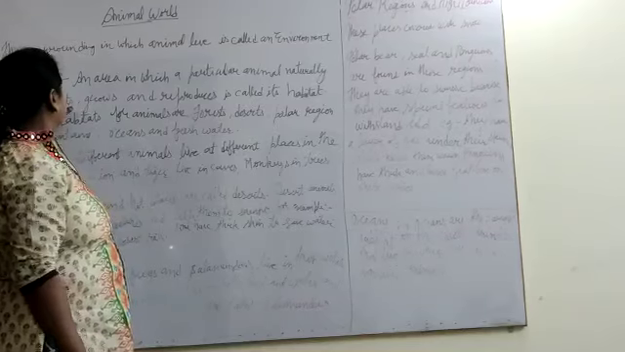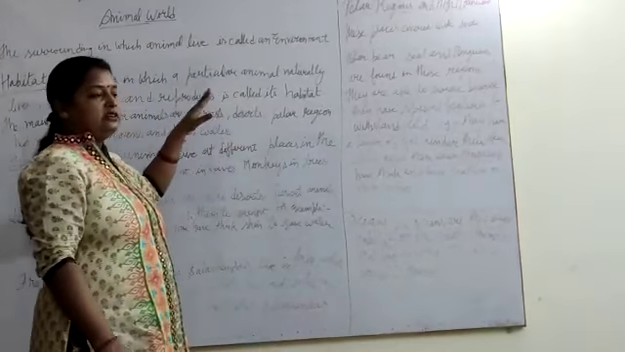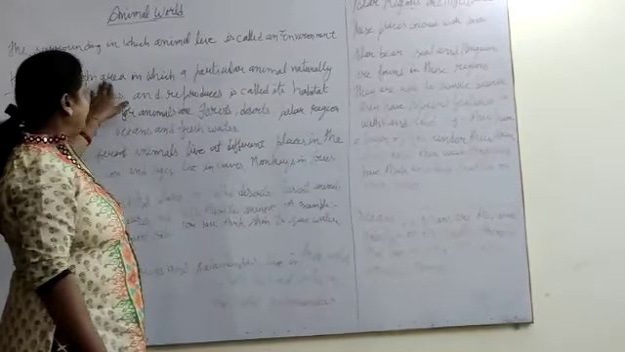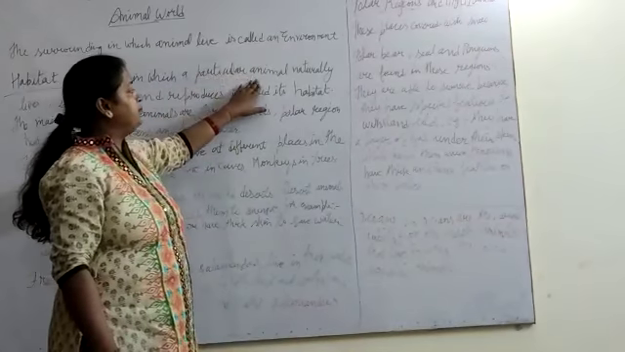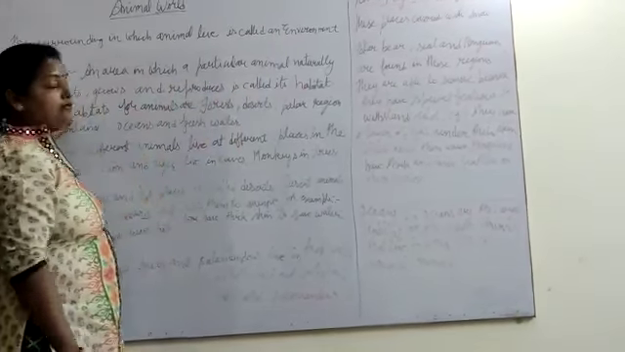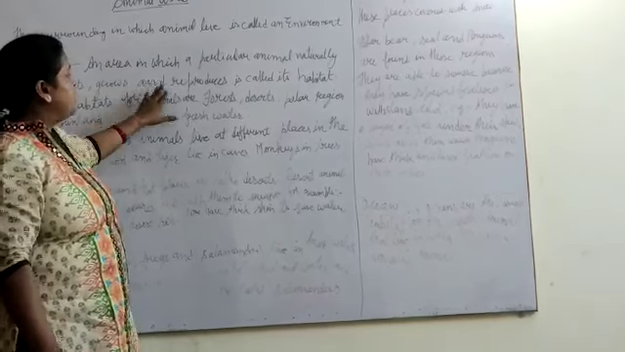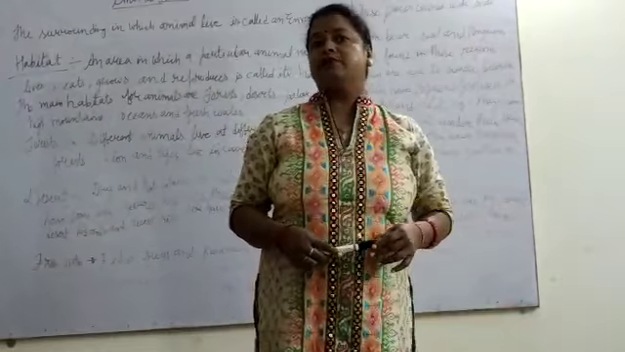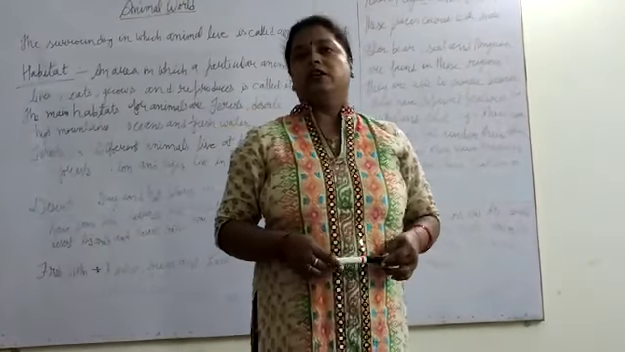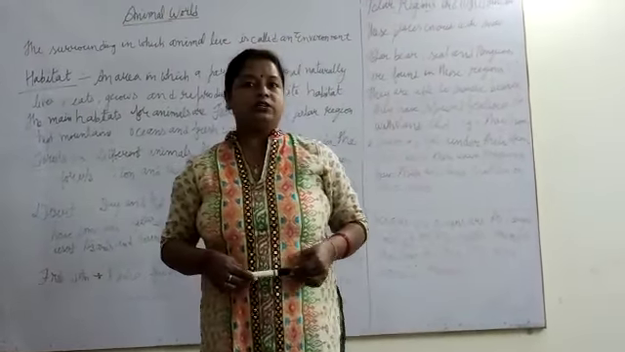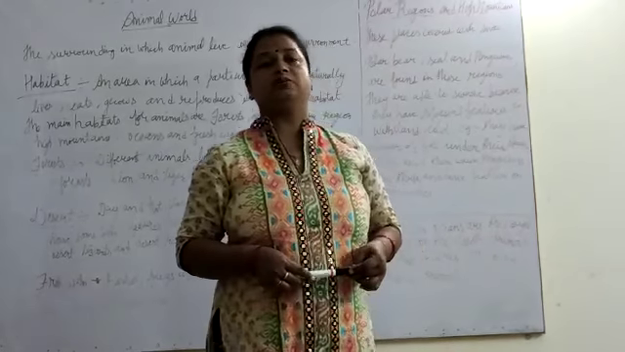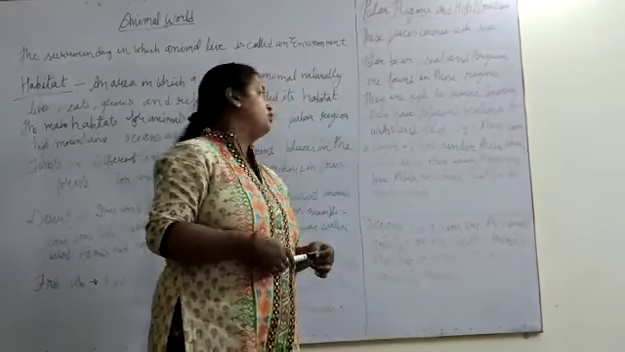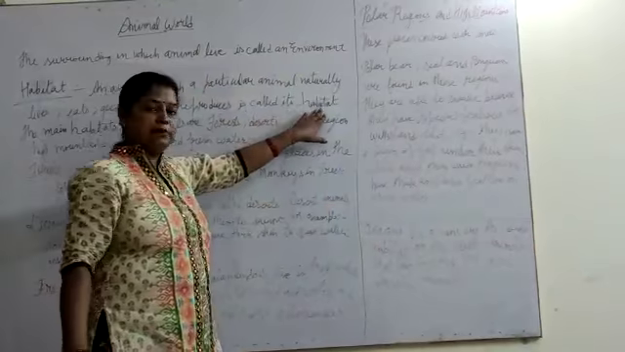Now, animals have a habitat. The forest is a habitat. An area in which a particular animal naturally lives, eats, grows and reproduces is called a habitat. Habitat is the place where animals live, grow up, eat, and slowly learn how to catch prey, like lion, tiger and wolf. That is called habitat.